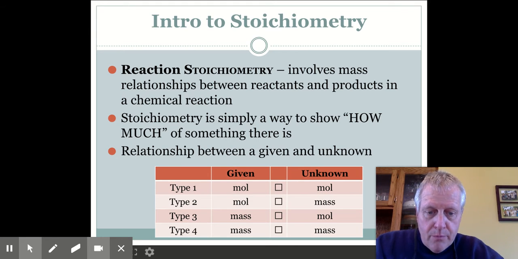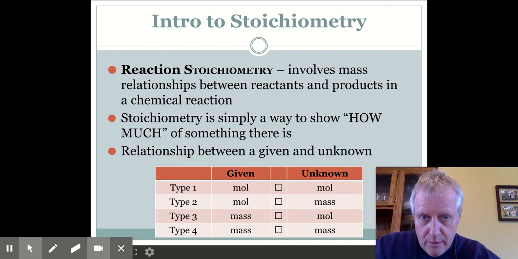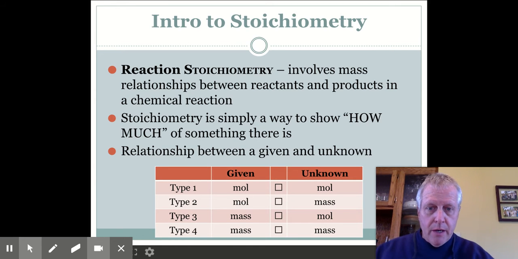Finally, the ones that we'll probably put the most emphasis on are the type 4 problems, where you start with a mass and then you're able to predict, knowing the mass of the reactant, what the mass of the product in question that you're solving for would be. Okay, so that's the idea on that.